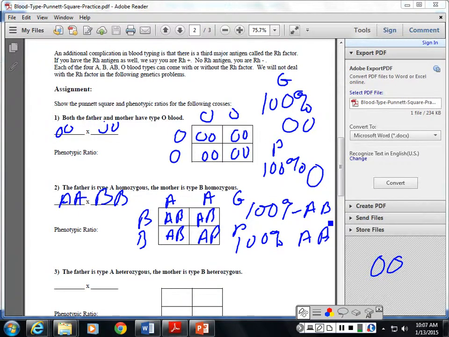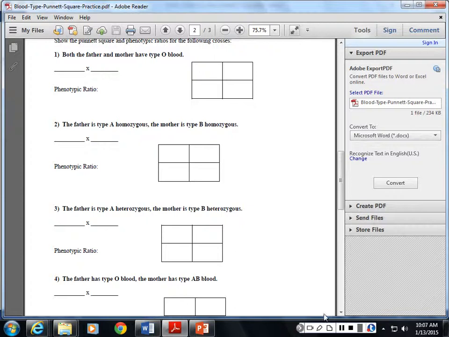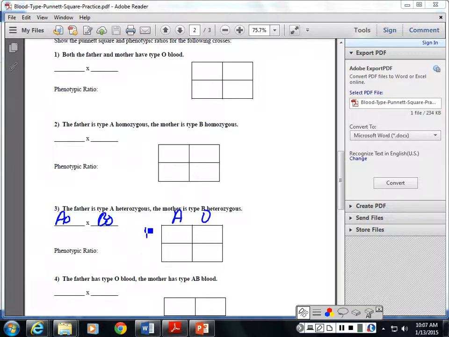All right, now, last one, and then I'm going to let you guys work on these yourself. If your dad is heterozygous A, that means he has two different alleles. He's AO. Your mom's heterozygous B. She's BO. Let me bring my screen up. Oh, man, I lost my pen. AO, BO. So AB, AO, BO, OO.